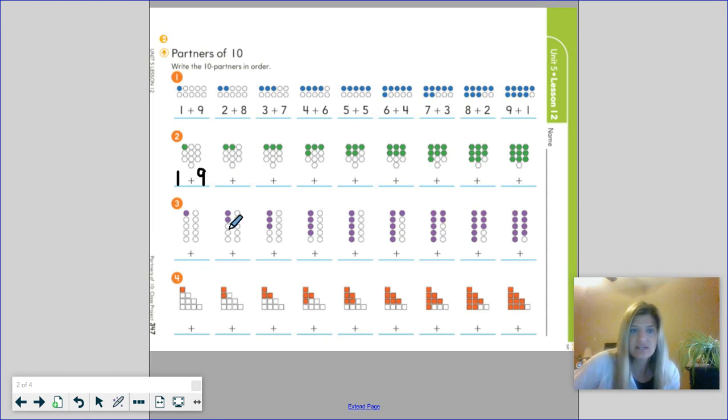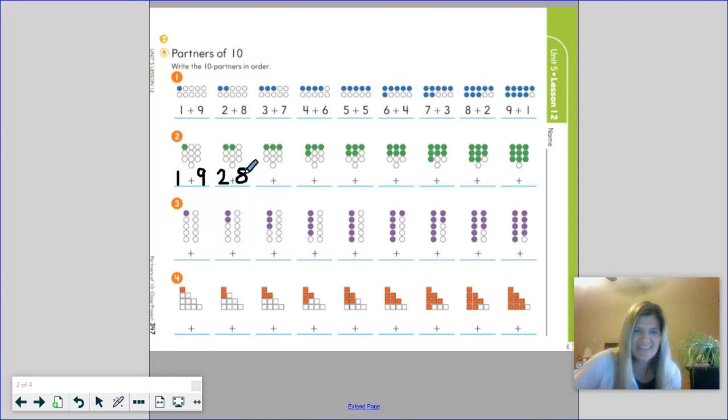Okay, now let's go to the next one. I have 2, so I'm going to make my 2. You write your 2 in also. After you write your 2, 2 plus what equals 10? If you don't know the answer, you can count the white squares or white hexagons. 1, 2, 3, 4, 5, 6, 7, 8. I'm going to write the 8.